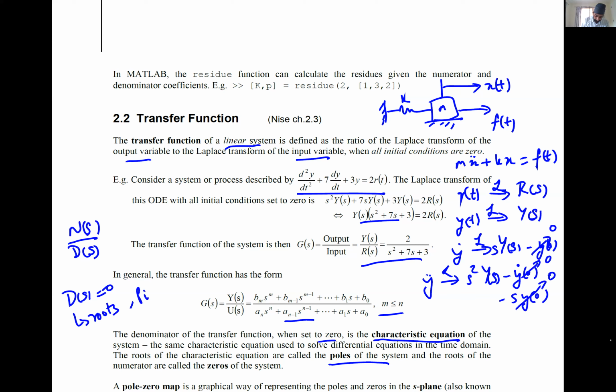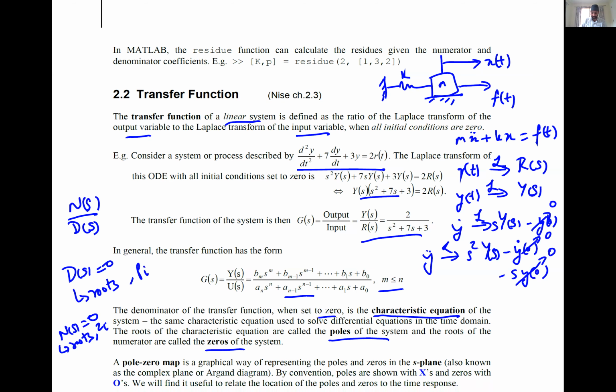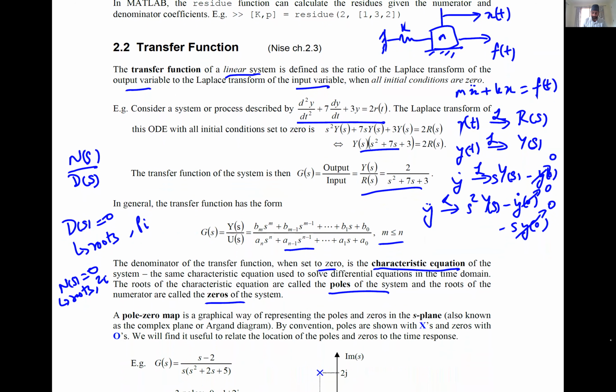Similarly, if we equate the numerator to 0 and solve for the roots, the roots of this equation will be denoted by zi, and here zi are referred to as zeros of the system. These are the values where, if I replace s with them, my transfer function G(s) becomes 0.